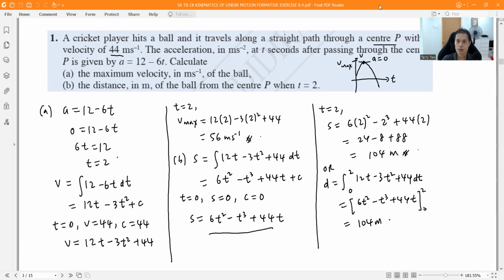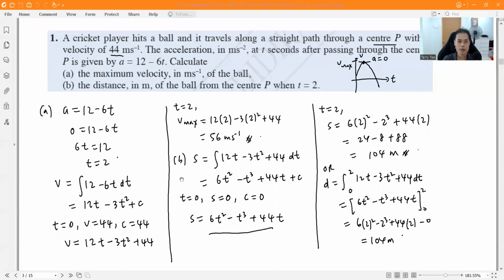Right? So it's just the same as if you were to write this. This is exactly the same as the one above here, 2 squared, 2 cubed plus 44, just minus 0. You will still get 104. All right, that is all for question number 1.